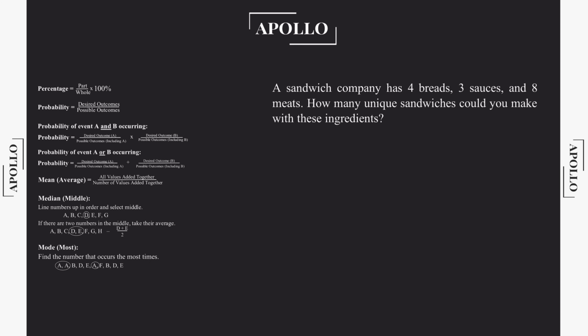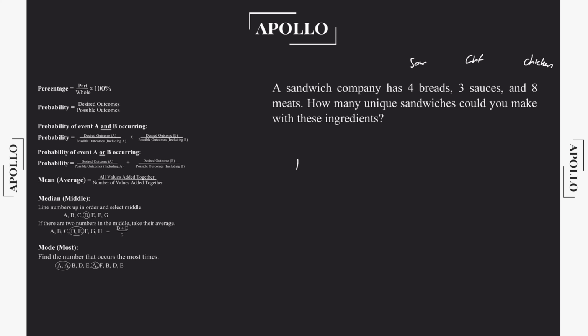A sandwich company has 4 breads, 3 sauces, and 8 meats. How many unique sandwiches could you make with these ingredients? All right, so this isn't a probability question, but you could look at it like a probability question. So if I said there's one particular bread that I want you to select, right? So say you were selecting at random and I wanted you to select sourdough, right? And then there's 3 sauces, and I wanted you to select Chick-fil-A sauce. And then there was 8 meats, and I wanted you to select chicken. All right, so what would be your probability of randomly selecting all 3 of those?